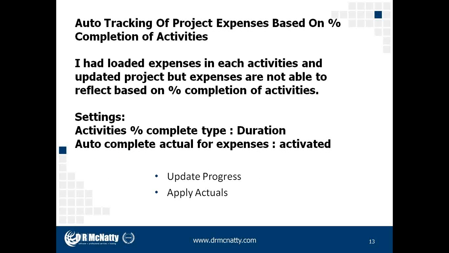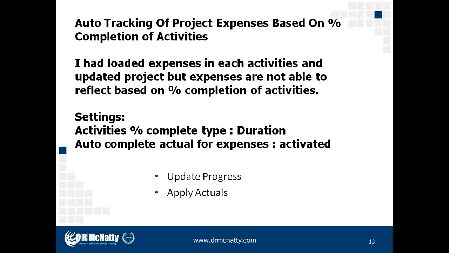Okay, our next question here is about tracking of expenses. So this question says, I've loaded expenses onto each of the activities and updated the project, but expenses are not able to reflect based on the % completed activities. This is something that, if you're using resources, we often expect that there's a setting that says update actual costs and units as % complete changes. This is what we have for the resource assignments. But with the expenses, it's not necessarily something that is automatic, like we might expect with the resources. So, but there are options that we can do if you are using the expenses.